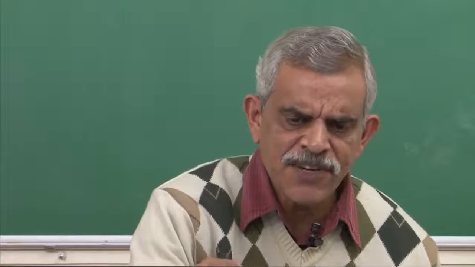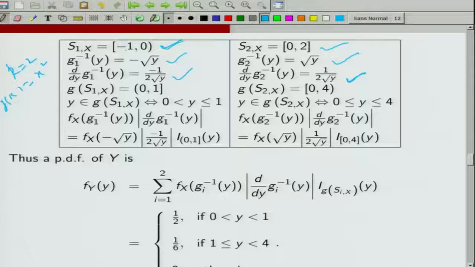Let us consider g of S_1X. g(x) is x². So when x² takes the set -1 to 0, it goes to 0 and 1, and x² takes the set 0 to 2 to 0 to 4. So g of S_2X turns out to be this. Now y is in g of S_1X if and only if y is between 0 to 1, y is in g of S_2X if and only if y is between 0 to 4.